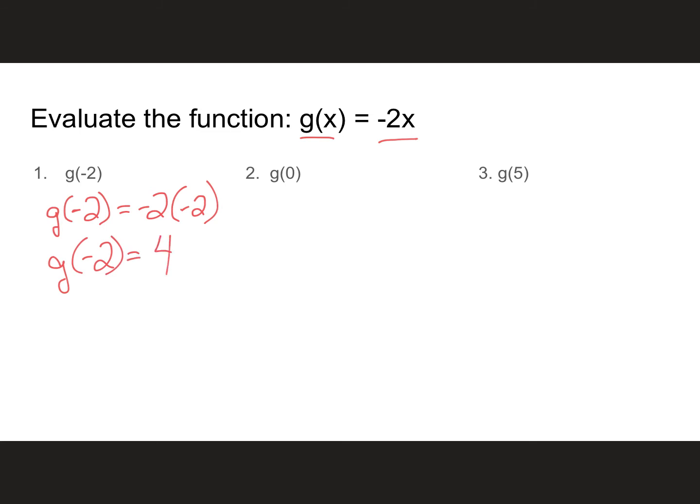I want you to take a minute, pause the video, and do numbers 2 and 3 on this slide. So if you paused the video, you should know that g of 0 equals 0. And g of 5, ooh, that's yucky. g of 5 equals negative 10. If you got different answers, please double check them.